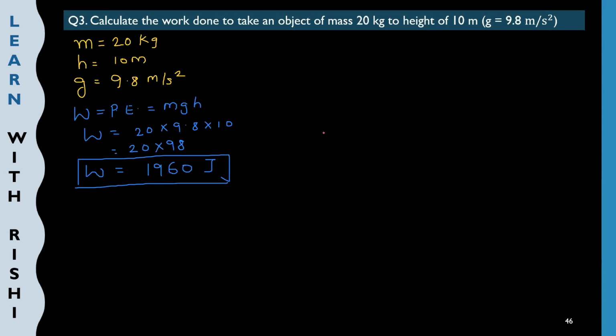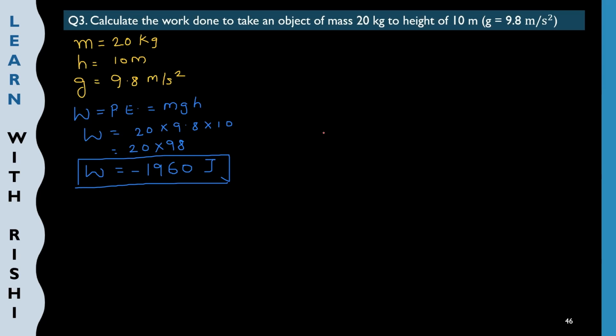But if you read the question, work done to take an object. So we have taken an object at a certain height above the Earth's surface. So when we take an object above the Earth's surface, we are doing that thing against the gravitational force. So here we'll indicate a negative sign to indicate that this work is done against the gravitational force. Okay. So here the answer will be minus 1960 joules. Here we will indicate that the work is done against the gravitational force.